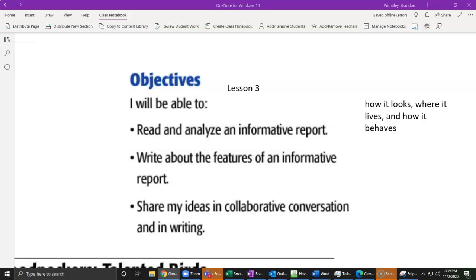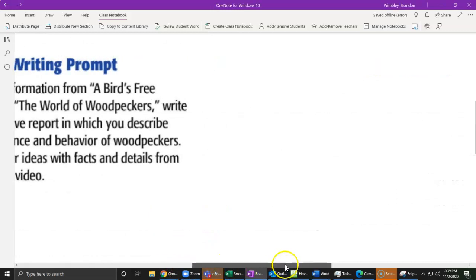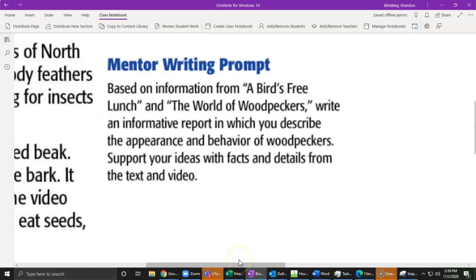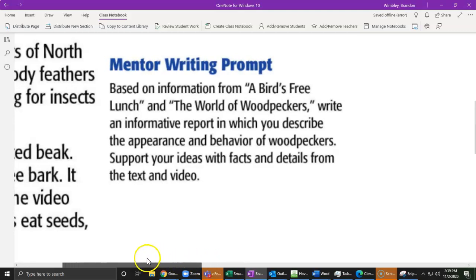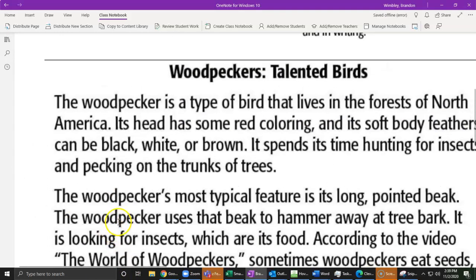First, I'm going to show you what a model looks like. I'm going to show you how to write an informative essay about woodpeckers. So I have this prompt right over here. Then I have my essay that we're going to look at. So this is what I have for basically my question. Based on the information from A Bird's Free Lunch and The World of Woodpeckers, which we haven't read yet, write an informative report in which you describe the appearance and behavior of woodpeckers. Support your ideas with facts and details from the text and video. So we're going to watch that video later on, so some of it might not be familiar to you. But we do know from The World of Woodpeckers some information that we have.